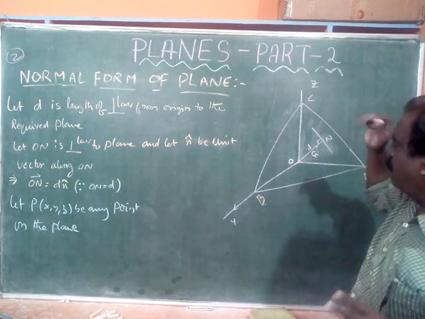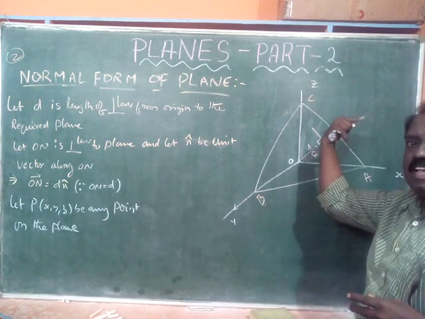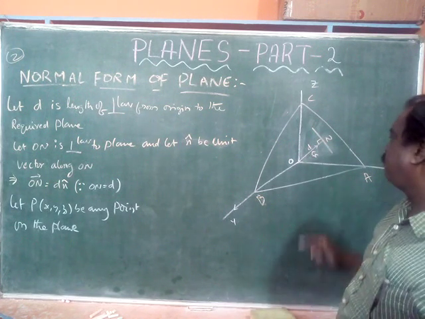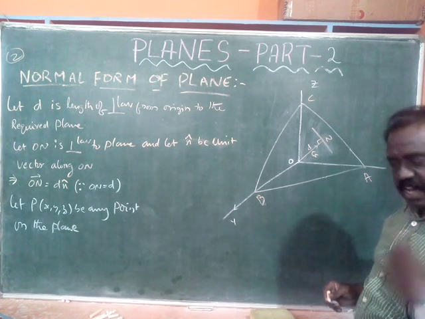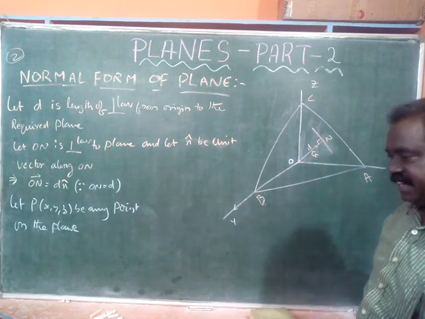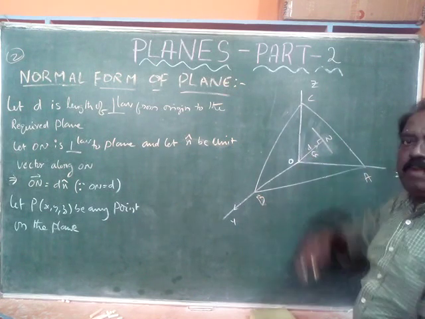Okay now, from the origin to the surface of the plane, ON is a normal whose length is 2 units. It is given in the statement. And N cap, we are assuming, is a unit vector along the ON direction. Now, can you find the equation of the plane?